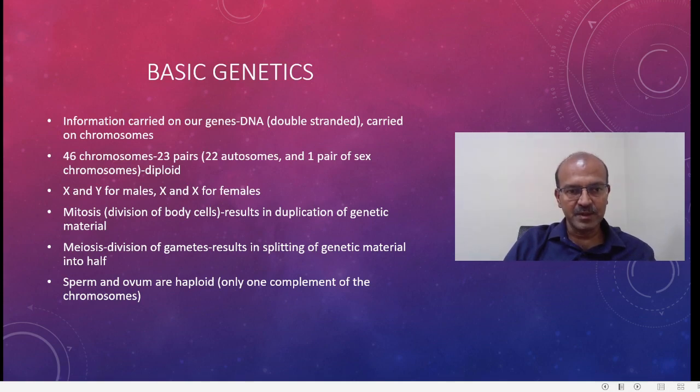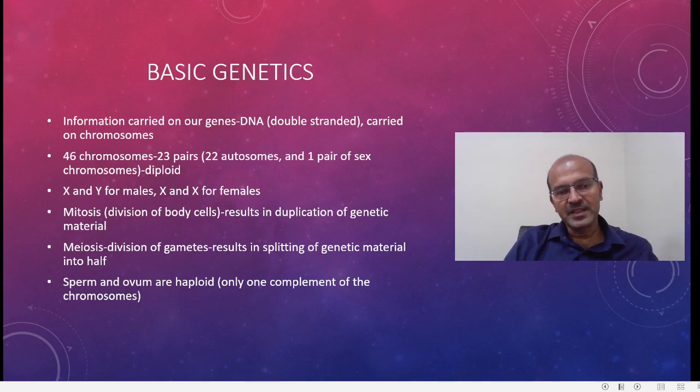There are 46 chromosomes in each cell of our body, 23 pairs, which include 22 autosomes and one pair of sex chromosomes. This arrangement is called diploid because we have pairs of chromosomes. The sex chromosomes include the X and the Y chromosome. The male has X and Y, and the female has two X chromosomes.